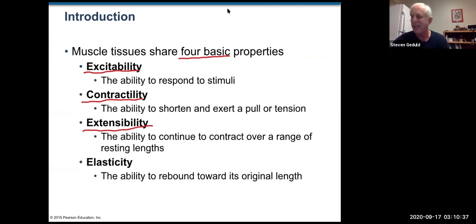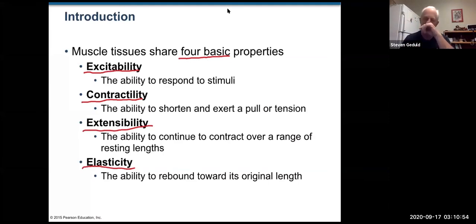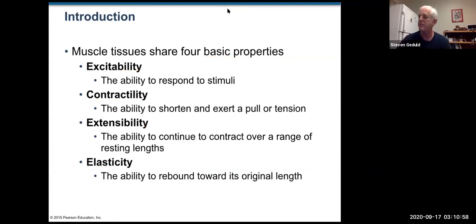Elasticity. In other words, once the muscle contracts, it has to relax. If it can't go back to where it was, it does you no good. So it has to have excitability, contractility, extensibility, and elasticity for the muscle to function. All 3 types share those 4 basic properties.